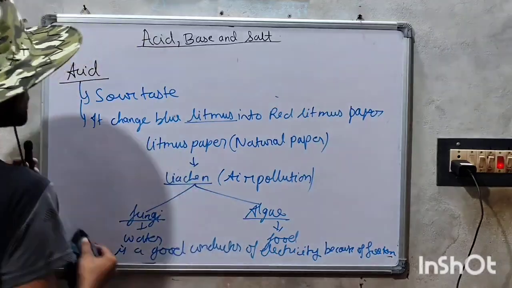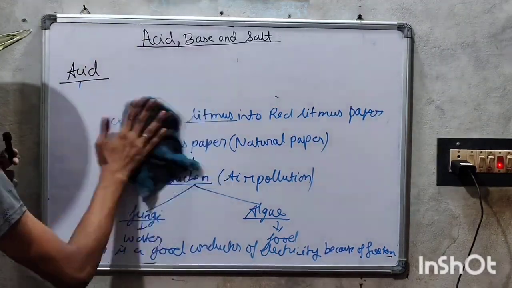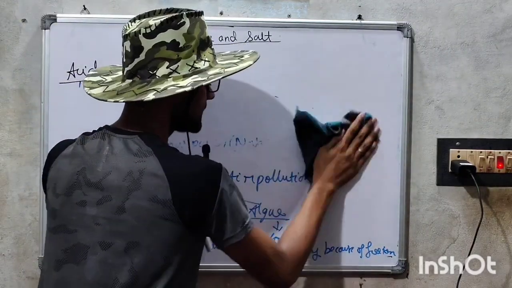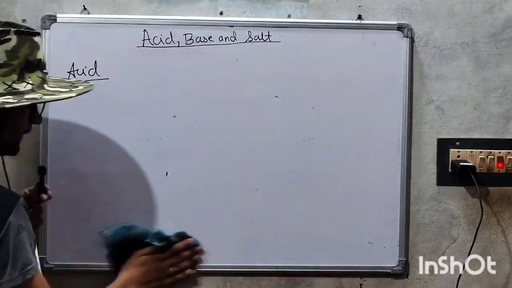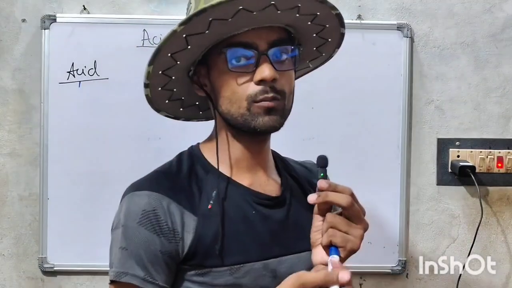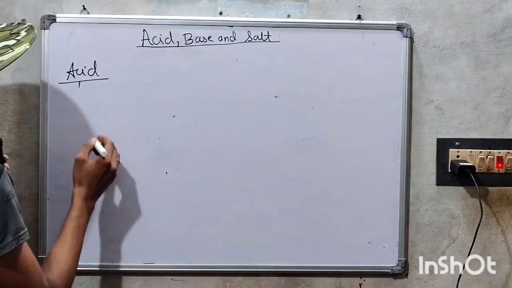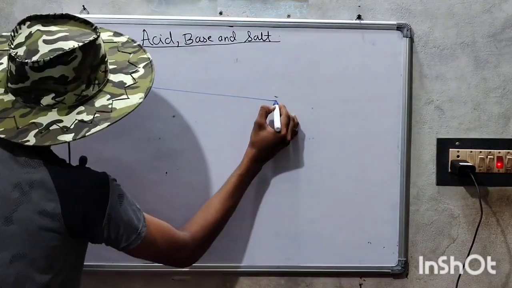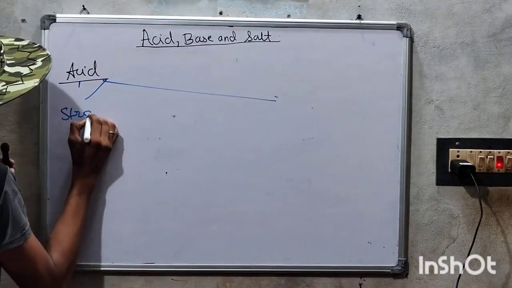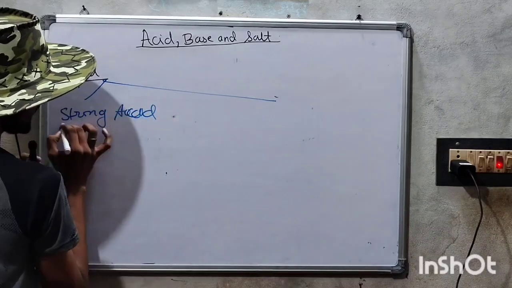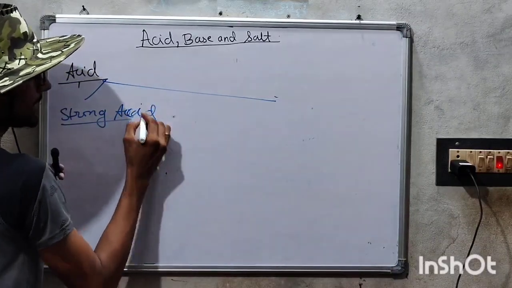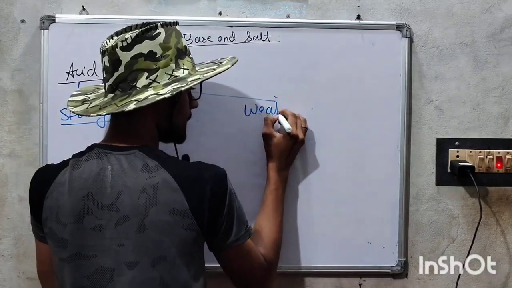Now we will discuss the types of acid. It is divided into two parts: first, strong acid, and second, weak acid.